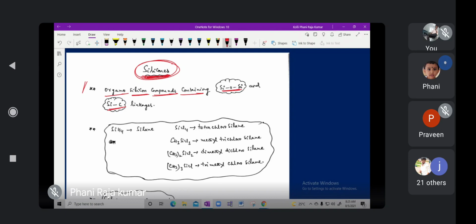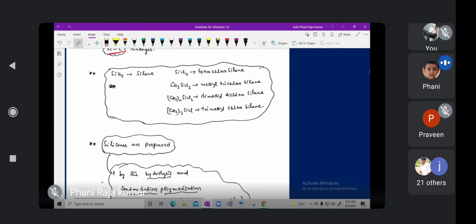Before going to silicones, one point I am writing here is SiH4, which is called silane.